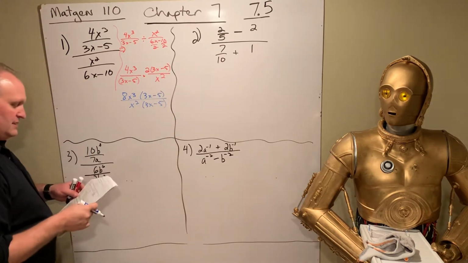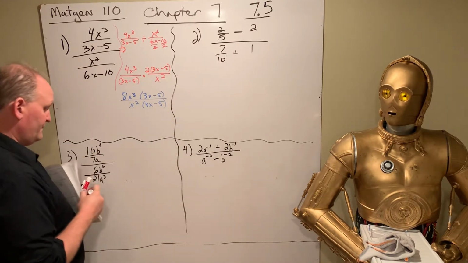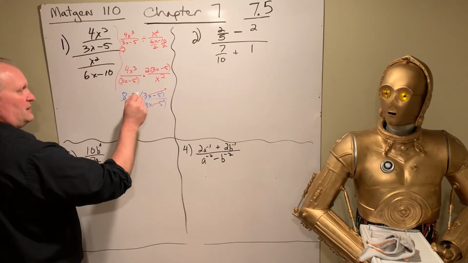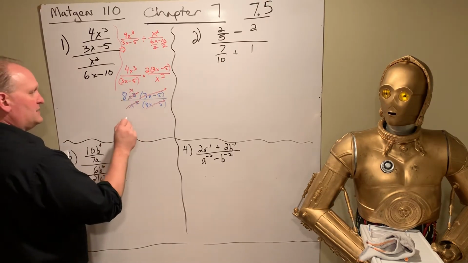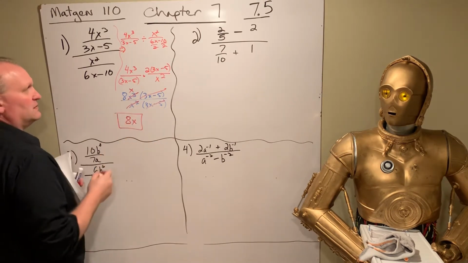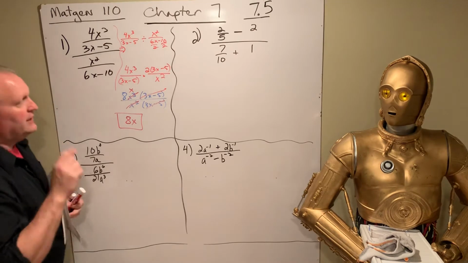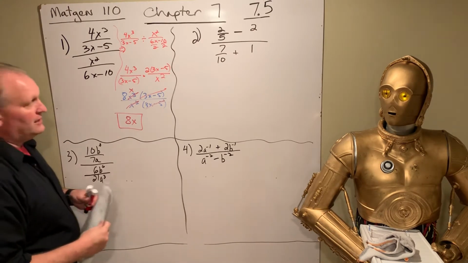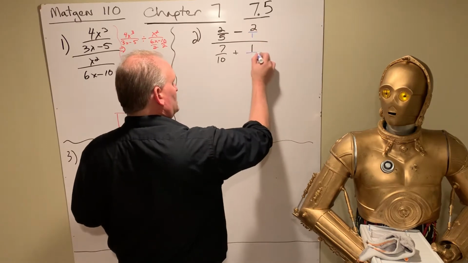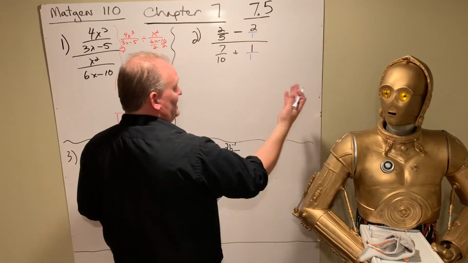And now we just cancel the 3x minus 5's, x squared into x to the third. There's 1x left, so 8x over 1, or just plain old 8x. All right, that's one way to do it. Another way to do it is you find the LCD and multiply every term by the LCD.